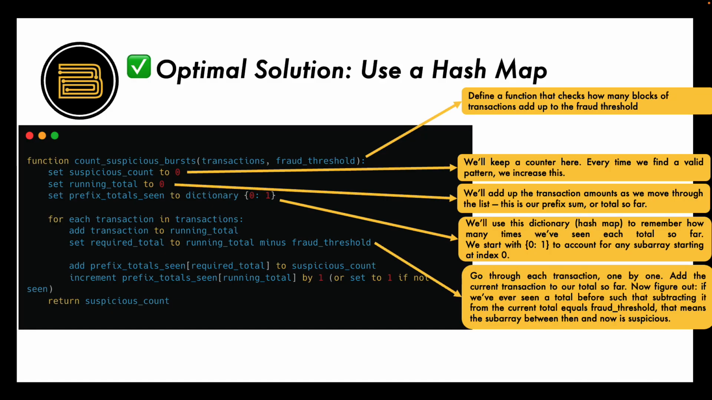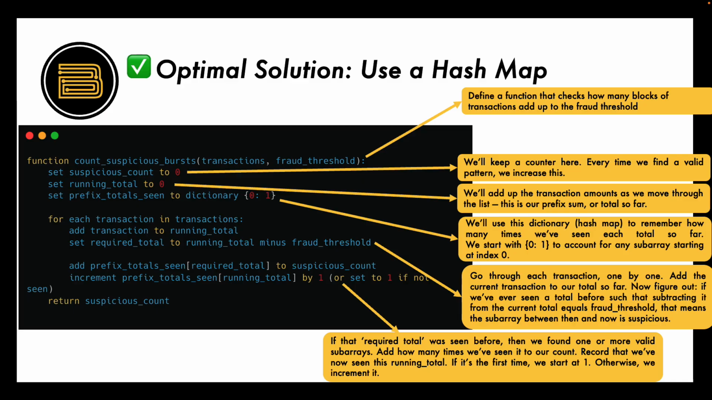And then we're going to go through each transaction one by one, and we're going to add the current transaction to our total so far, and now figure out if we have seen a total before, such that subtracting it from the current total equals the fraud threshold. That means the subarray between then and now is suspicious.